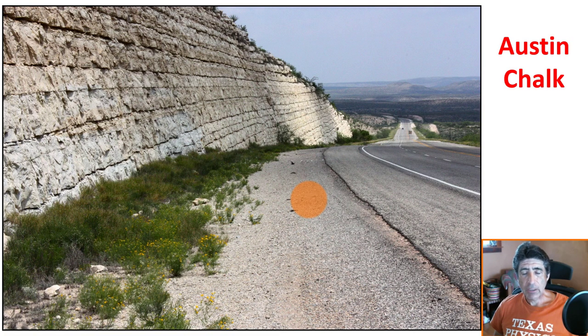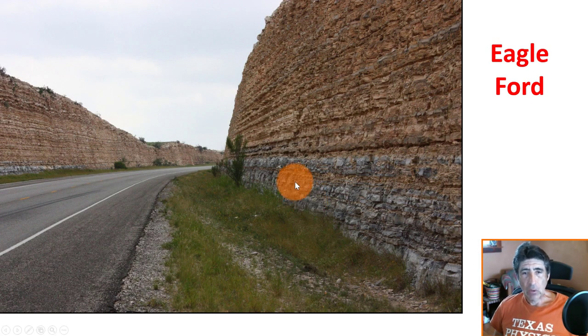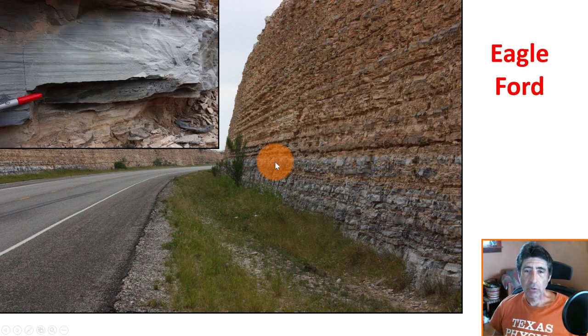Here is an outcrop of the Austin Chalk. As I said before, the Austin Chalk is immediately above the Eagle Ford formation. The Austin Chalk has been charged with hydrocarbons in some places, and there are some towns in southeast Texas that produce hydrocarbon from the Austin Chalk. And here is a beautiful outcrop of the Eagle Ford formation, where we have at the top the upper Eagle Ford, and then the lower Eagle Ford, which is at the bottom here, that has the organic content. A close-up view of this lower Eagle Ford formation will reveal the presence of organic material as shown here.